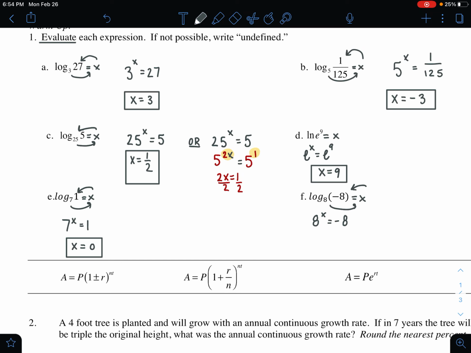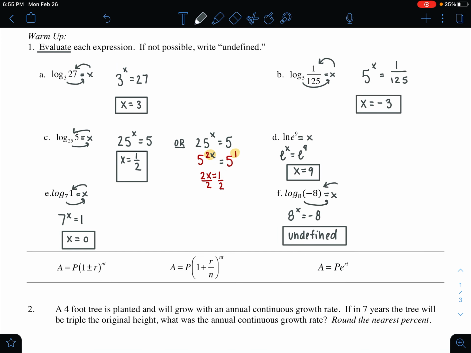8 to the x power equals negative 8. If I said negative 1, that wouldn't work because that would be 1/8. So you can't have a negative argument. Therefore, this is undefined. So smiley face if you got it right, corrections if you got any wrong.